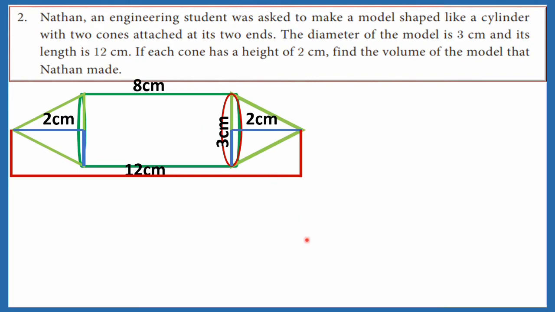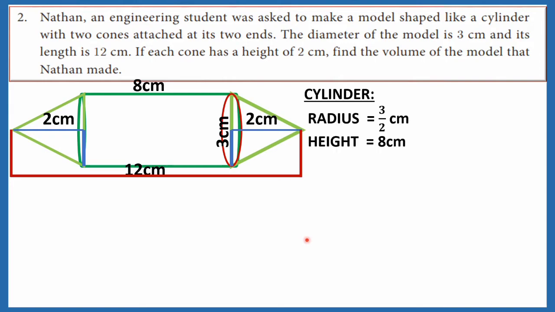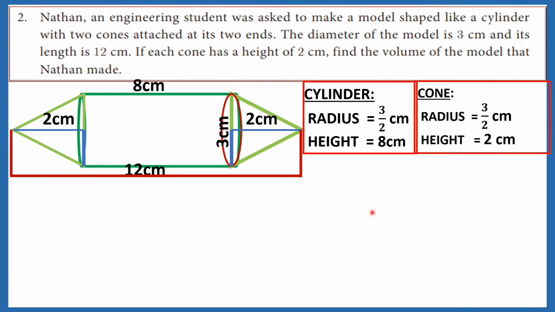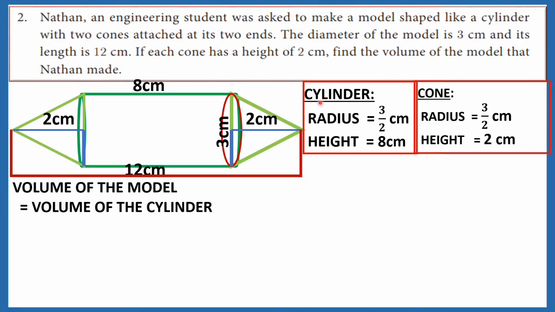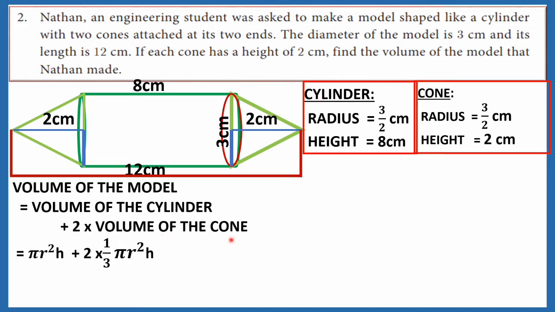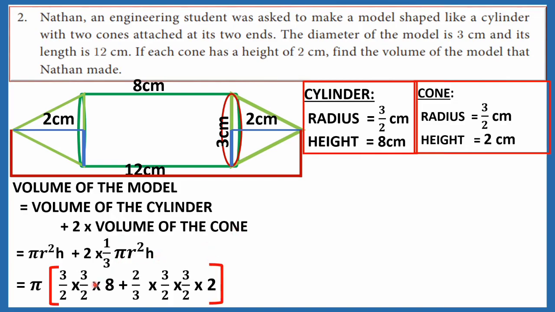Before that, we list out the shapes and their dimensions. Cylinder, radius 3 by 2 cm, height 8 cm. Half of the diameter is the radius, diameter 3 cm, so 3 by 2. Then next, cone. Cone, radius 3 by 2 cm, height 2 cm. If we list out like this, it's very easy to solve the problem. Volume of the model equals volume of the cylinder plus 2 into volume of the cone. Volume of the cylinder is pi r square h, plus 2 into volume of the cone, 1 by 3 pi r square h. Substitute the values.